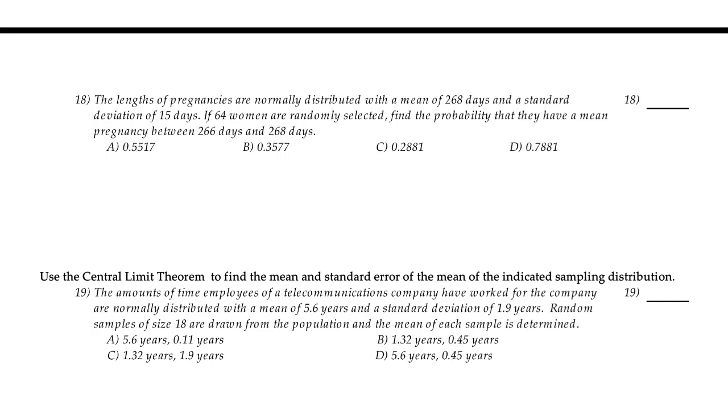All right, let's take a look at 18 here. Length of pregnancies are normally distributed with a mean of 268 and a standard deviation of 15 days. If 64 women are randomly selected, find the probability they have a mean pregnancy between 266 and 268 days.